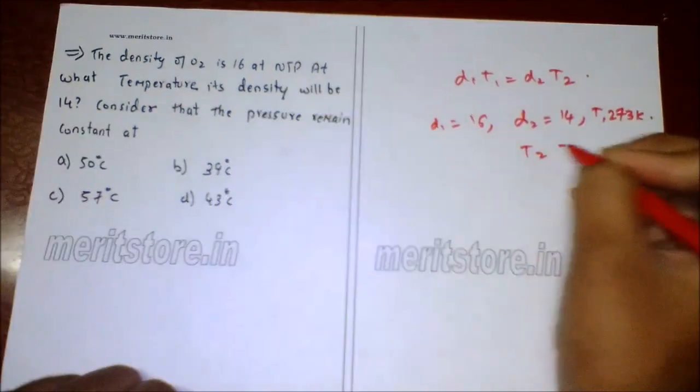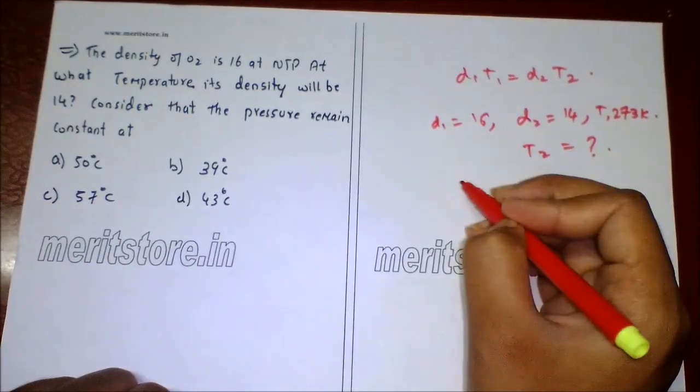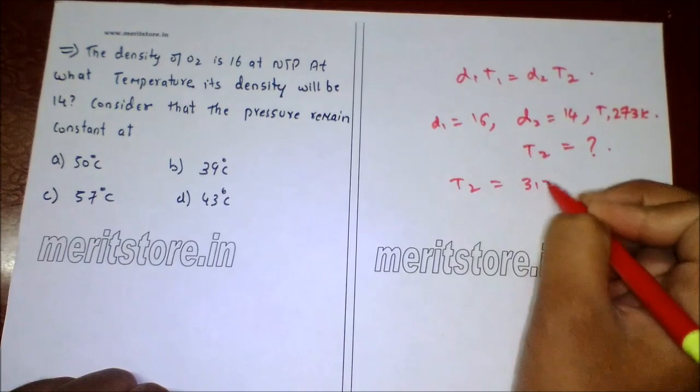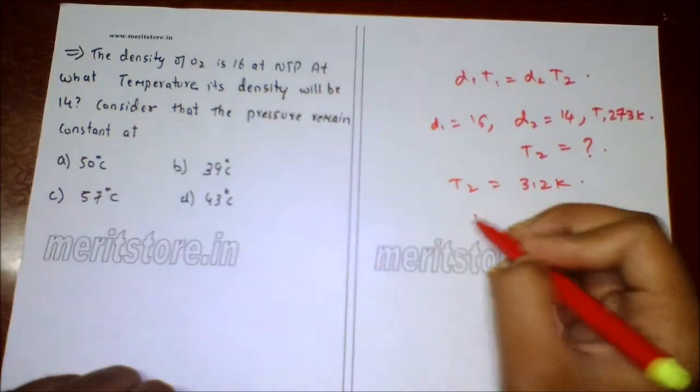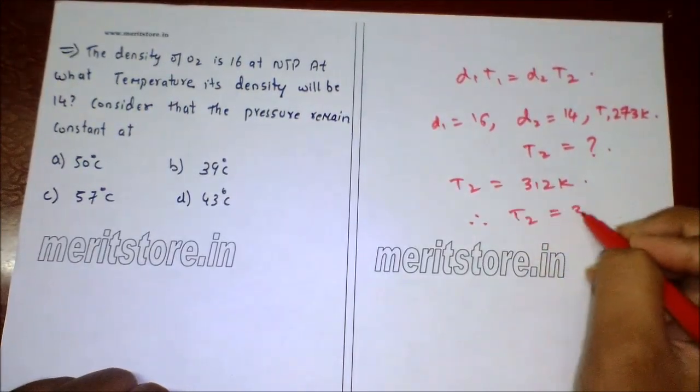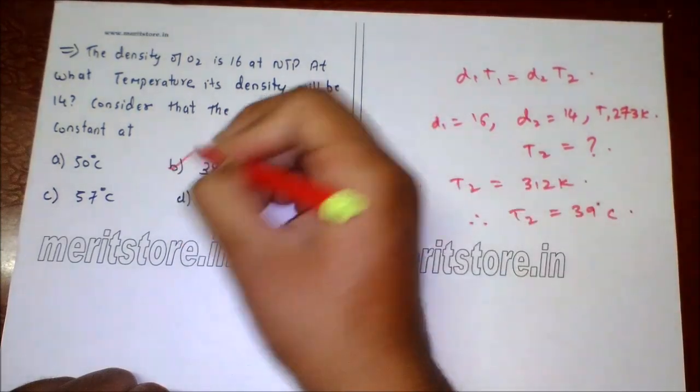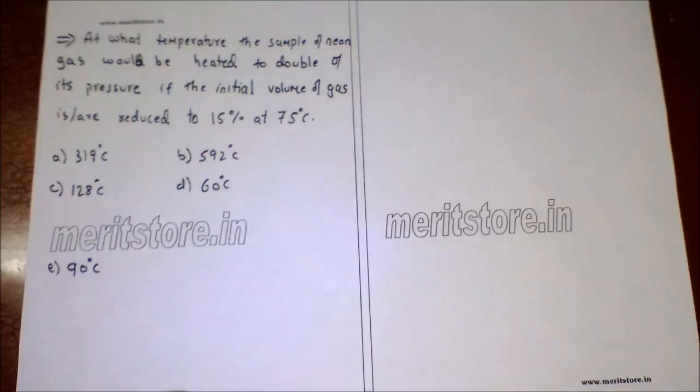So we have to find T2. Substituting the values, we get T2 is equal to 312 Kelvin. Converting into degrees, T2 is equal to 39 degrees Celsius. So option B is the correct answer.